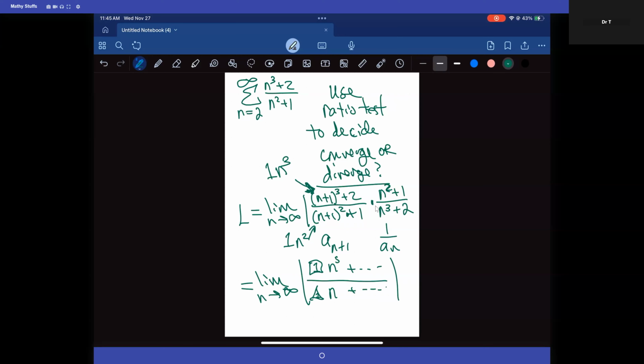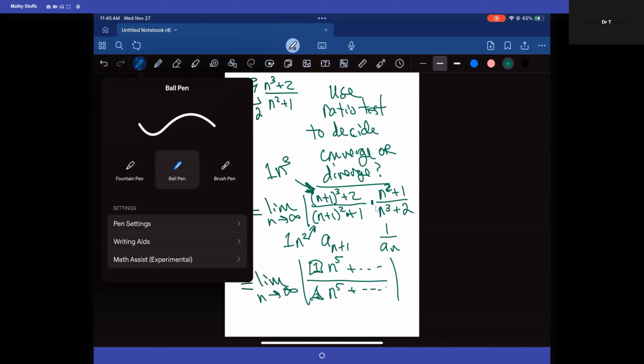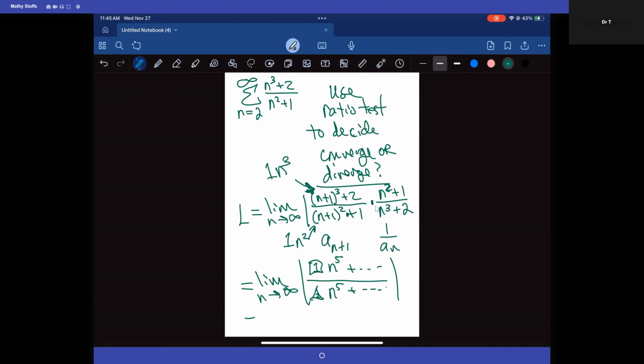And this is 1 n to the fifth. This is 1 n to the fifth. So I've got a 1 n to the fifth on top plus lesser stuff. On the bottom, I've got 1 n to the fifth plus lesser stuff. That limit, since I have equal degrees on the polynomials, a fifth degree and a fifth degree, is the ratio of leading coefficients. It's 1.